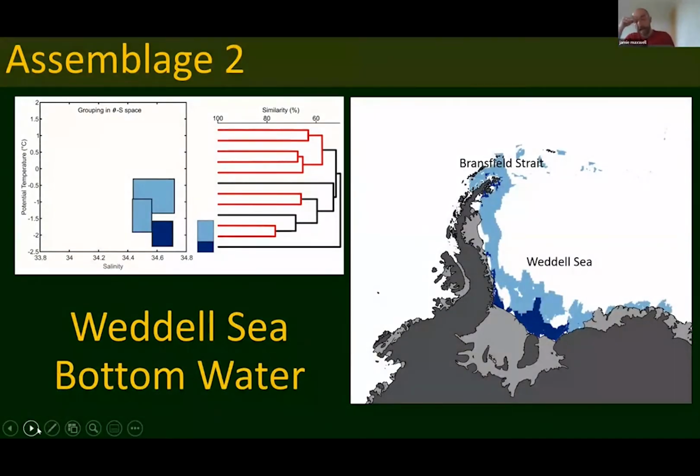The second group was mostly confined to the Weddell Sea, with a bit of an overspill into the Bransfield Strait up there. And these conditions are most similar to Weddell Sea bottom water. This had the highest number of species of any assemblage, with 111 species in total, of which 14% of them were unique.